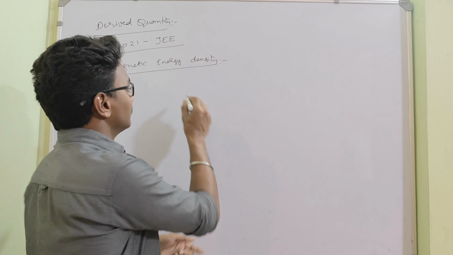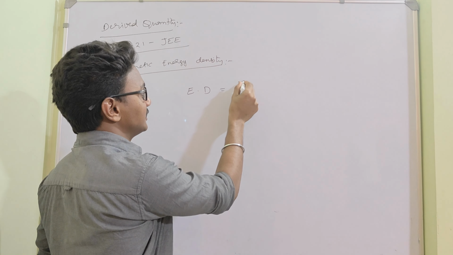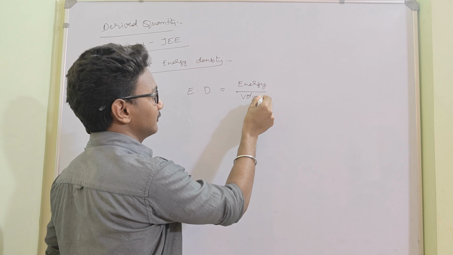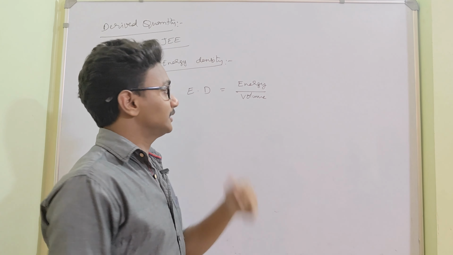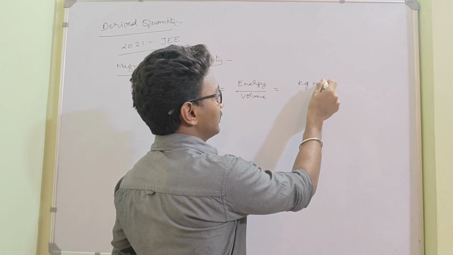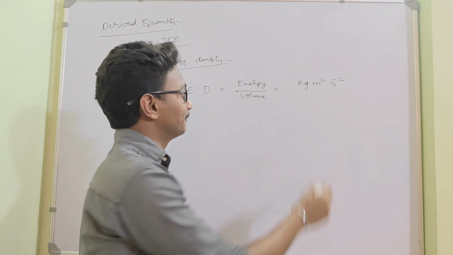Energy density means, ED means energy density, equals energy divided by volume. Remember this. We already know SI units of energy, that is kg meter square second power minus 2. We derived it from kinetic energy.